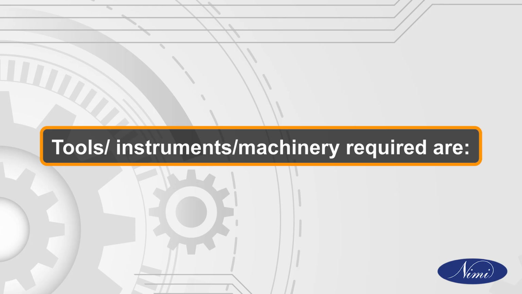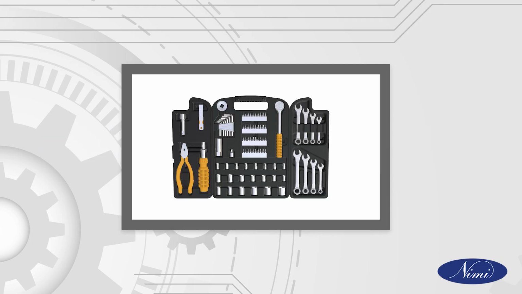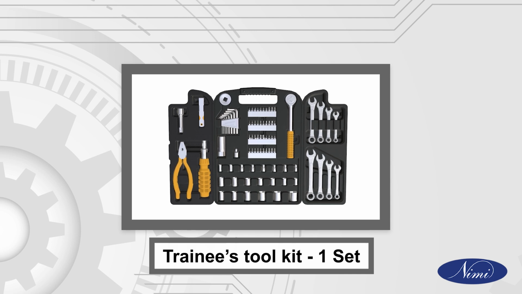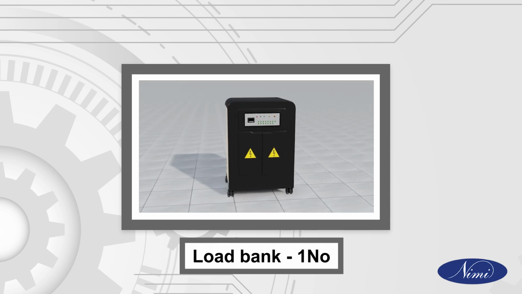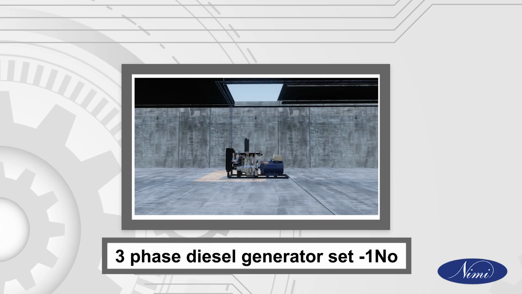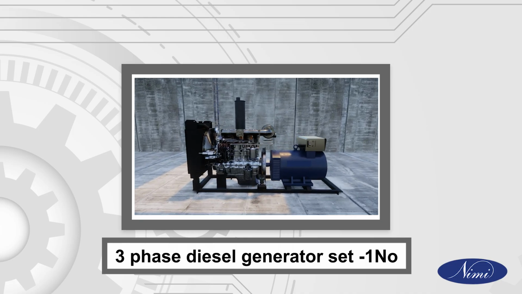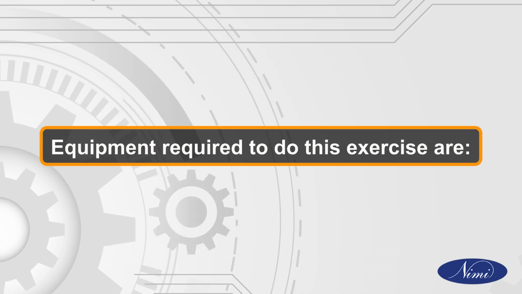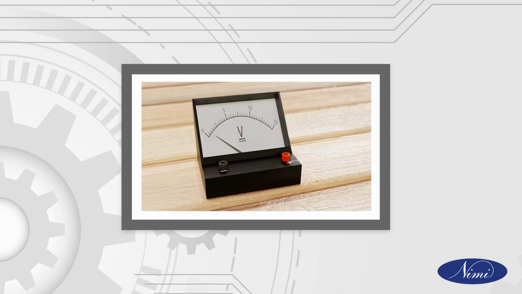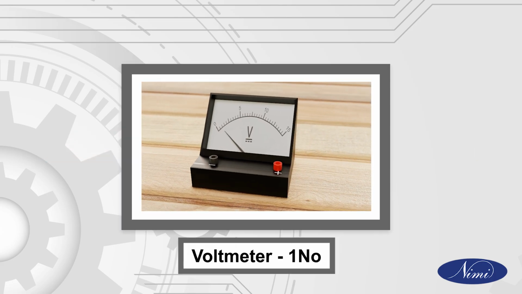Now, let us take a look at the tools and materials required to do this exercise. Tools, instruments or machinery required are Trainees Toolkit 1 set, Load Bank 1 number, 3-phase diesel generator set 1 number. Equipment required to do this exercise are Voltmeter 1 number.